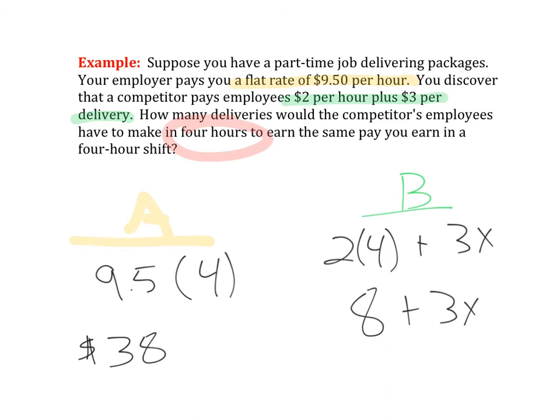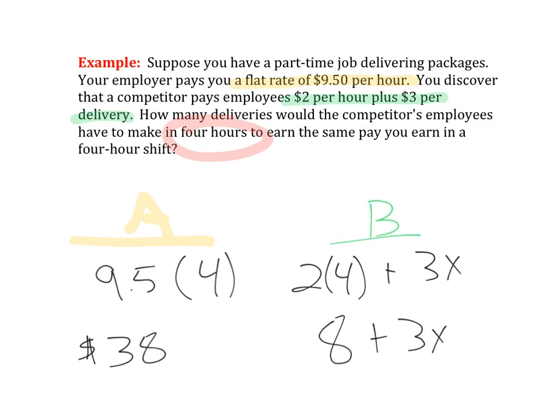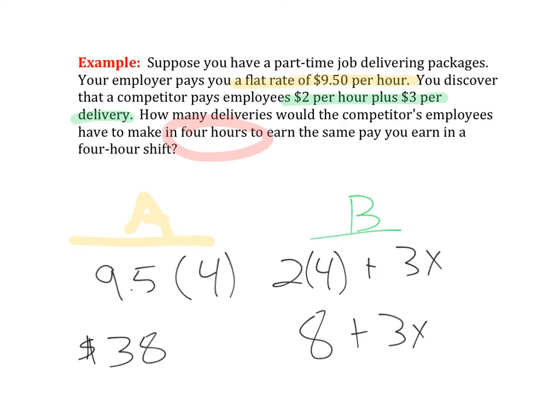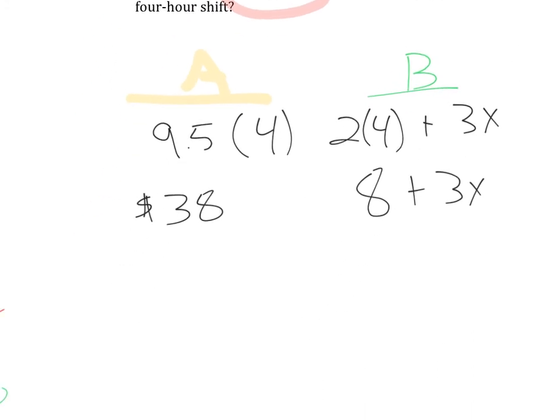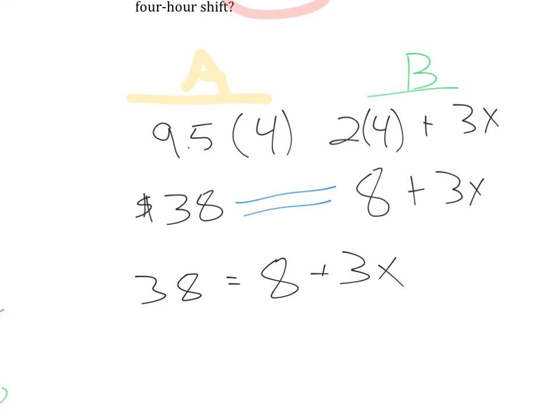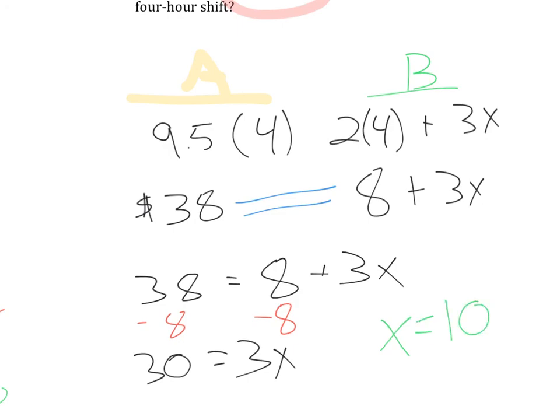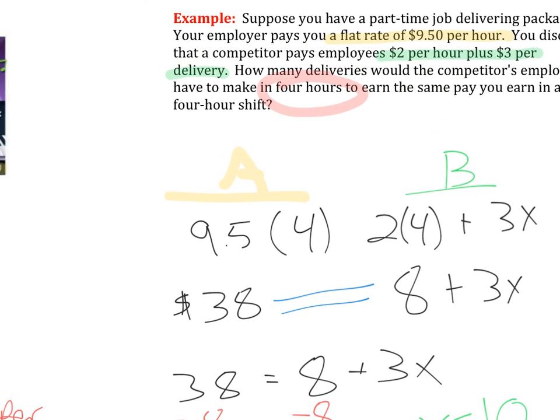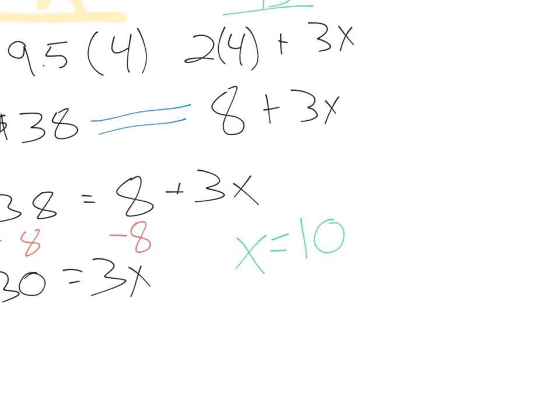And the question is asking, how many deliveries would you have to make to get the same pay in a 4-hour shift? So I want to know how many deliveries for x would I have to get so that these things essentially equal out. So 38 equals 8 plus 3x. That's a pretty straightforward equation to solve. Let's scoot the 8 over. Get 30 equals 3x. So x would equal 10. So 10 deliveries.